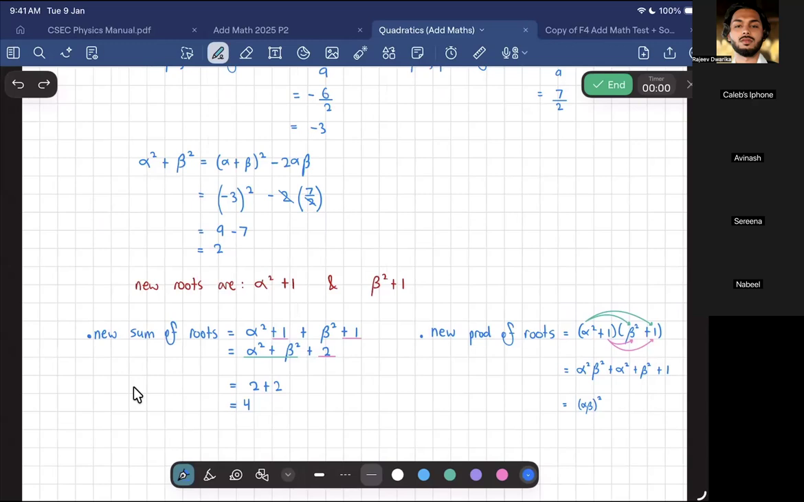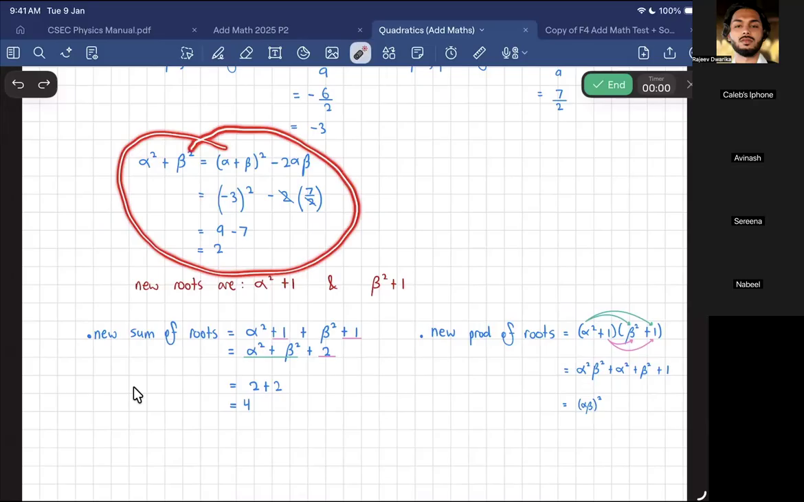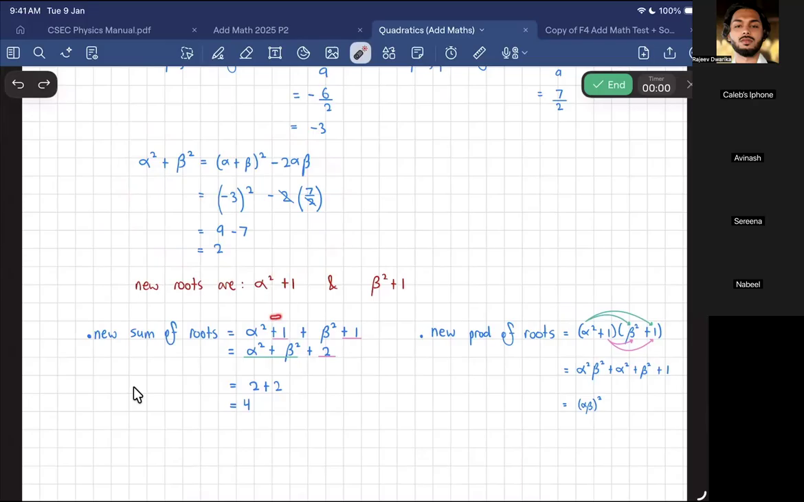It was alpha plus beta squared minus 2 alpha beta. Right? And we calculated it to be what? 4. No, that was the sum of the roots. 2. That's what alpha squared plus beta squared was. This is not alpha squared plus beta squared. This is alpha squared plus beta squared plus 2. That is not alpha squared plus beta squared. Alpha squared plus beta squared is simply 2.